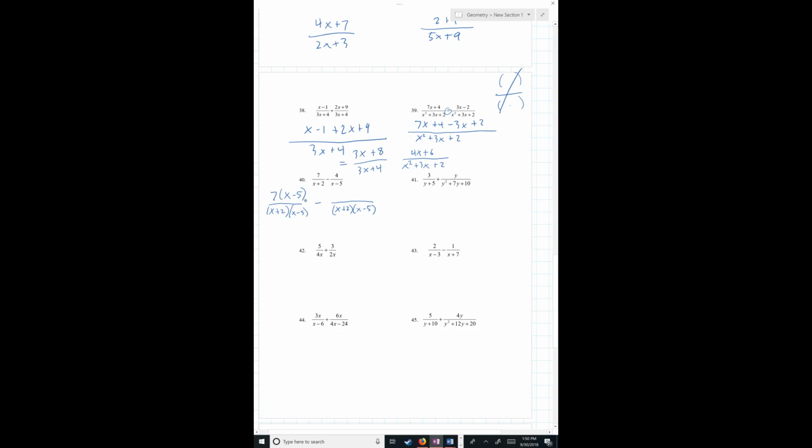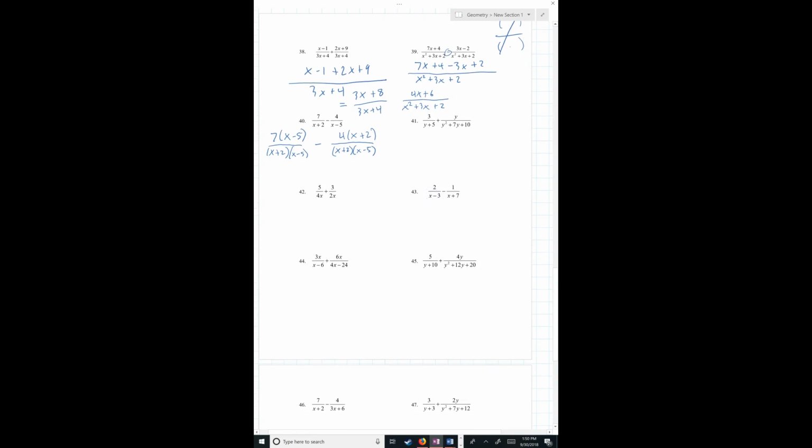Same thing over here. What is this fraction missing? It's missing x plus 2. So that means I'm going to have a 4 times x plus 2. Because the way I got this fraction from that fraction is I multiplied top and bottom of this fraction by x plus 2. Okay, so once I do that, I'm going to multiply it out and subtract.